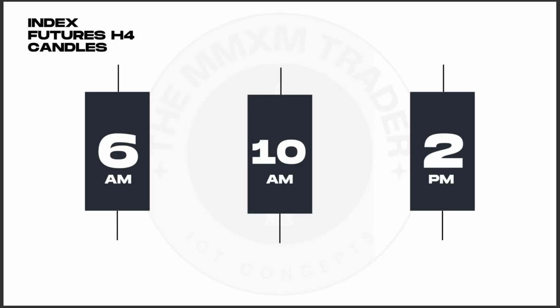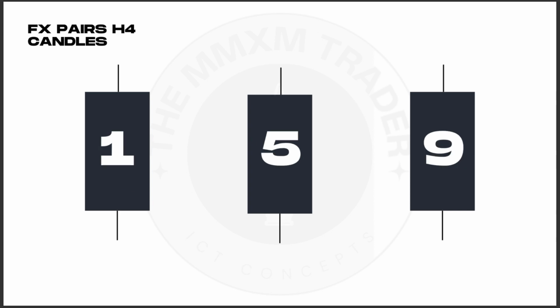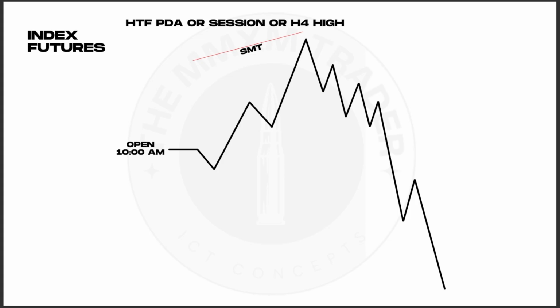So over here, we've got index futures 4-hour candles, right? We have 6 a.m., 10 a.m. and 2 p.m. And specifically, we're going to be focusing on the 10 a.m. and the 2 p.m., which are both ICT silver bullet time windows, right? Now for FX pairs, we've got the 159, right? The 1 a.m., 1 p.m., the 5 a.m., 5 p.m., and 9 a.m. and 9 p.m. But we're going to mainly be focusing on the 1 a.m. and the 9 a.m.